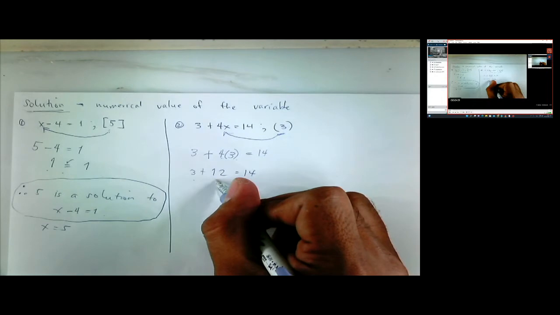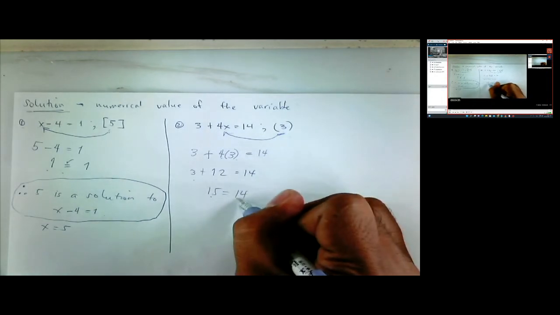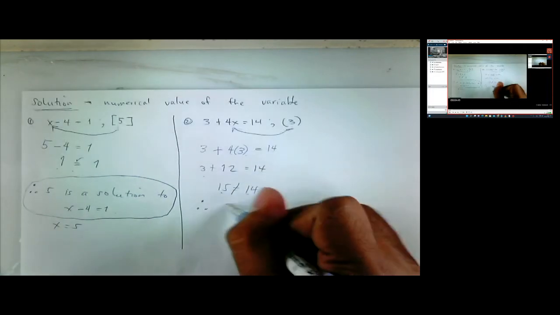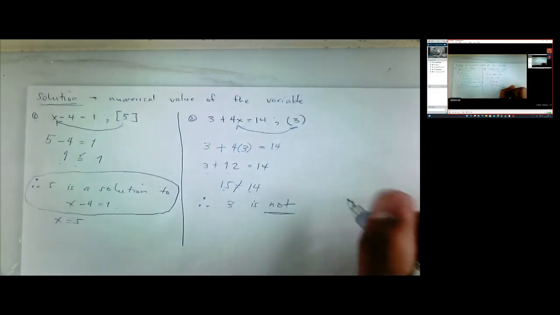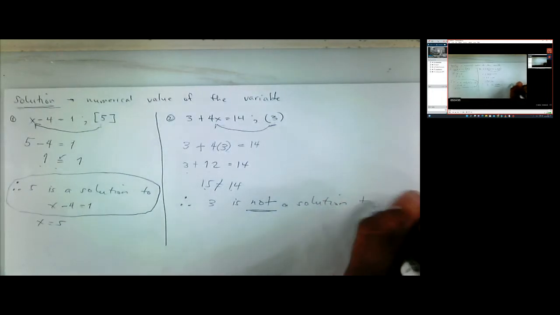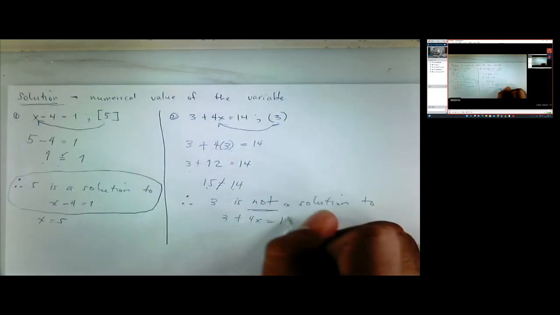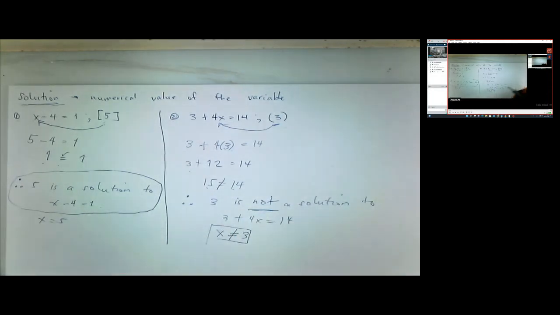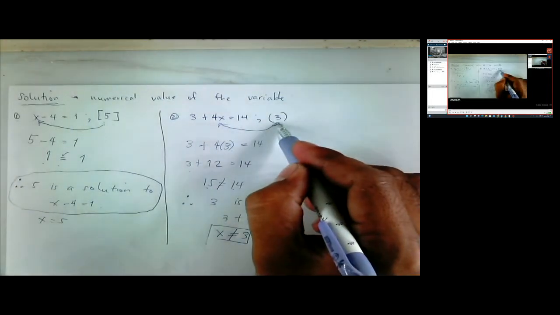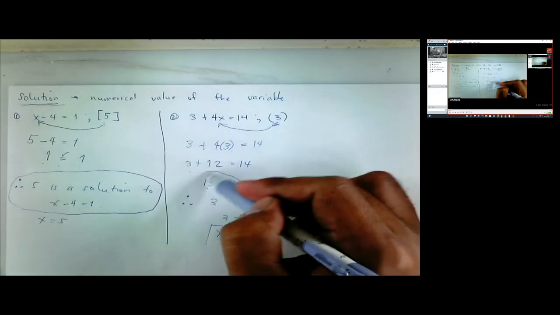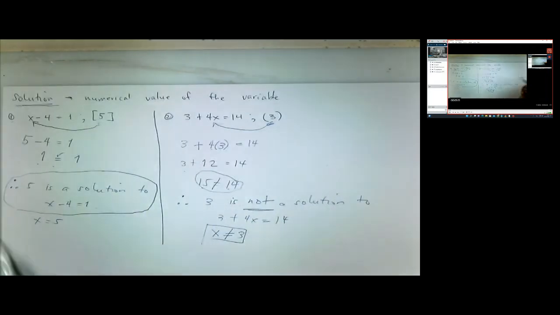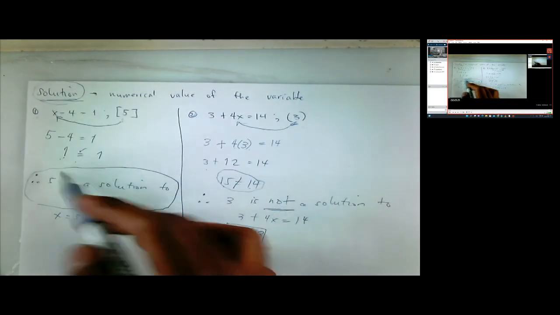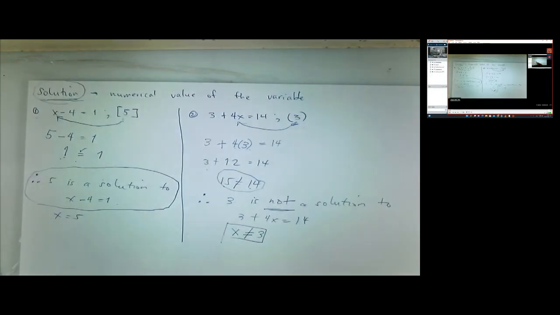And what is 3 plus 12? 15. Is 15 equal to 14? No. So this is not equal, right? And if it's not equal, then 3 is not a solution to 3 plus 4x equals 14. So we can say that x is not equal to 3. Why is it not equal to 3? Because when you substitute the given value to the variable, the left hand side is not equal to the right hand side. Remember, it will only be a solution if, when you substitute the value, both sides of the equation are equal.